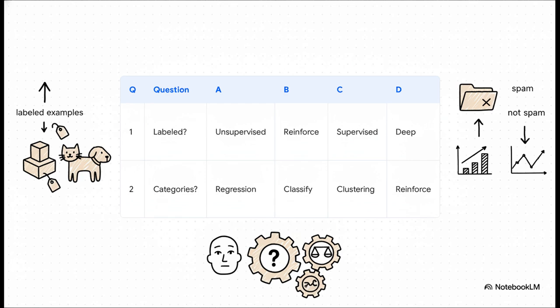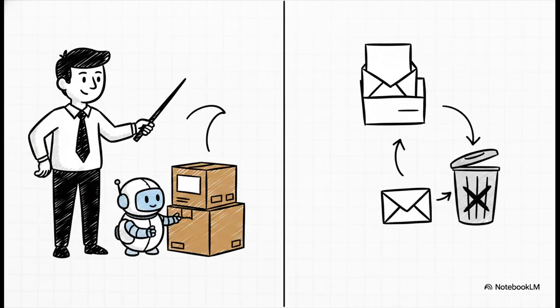I'm going to pause for a few seconds here, read the options on your screen, and mentally lock in your answers. All right, let's see how you did. For question 1, the answer is C, supervised learning.